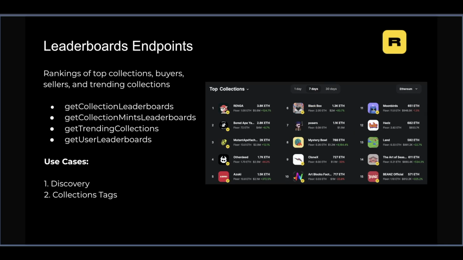Another very commonly used endpoint within the data controller is what we call the leaderboards endpoints. These basically aggregate all the data across time and provide rankings of different parameters. For example, top collections, buyers, sellers, what collections were recently minted, and even what the trending collections are. I will go through that one by one as well.